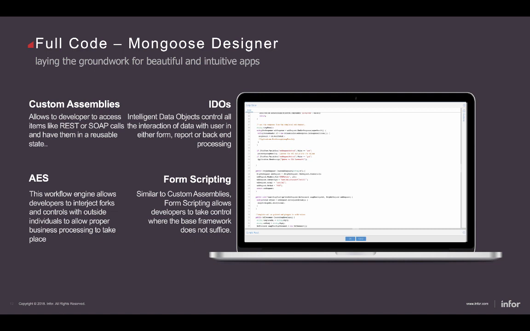And then, of course, getting into the full Mongoose experience, we have full code. You don't have to develop with code, but if you want to develop complex business logic, we allow for fully compiled custom assemblies to be located inside of our database. So you can take a DLL inside of Visual Studio, load it into our database, and then you can reference it within the application itself.